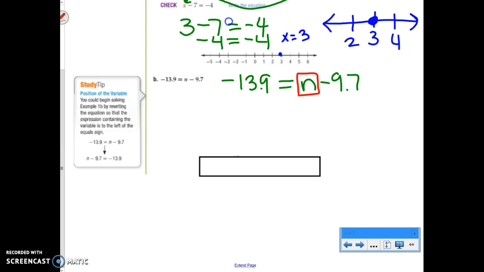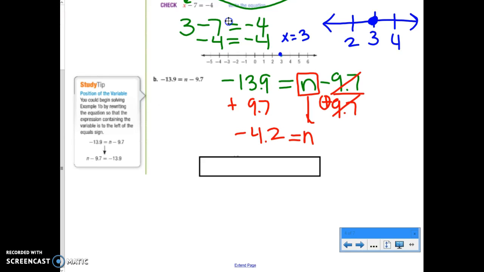Here I need to get rid of any terms that don't have the variable next to it. So 9.7 is another term that doesn't have the variable next to it. So I would need to add 9.7 to both sides because I know that the opposite or the inverse of subtraction is addition. These are going to cancel out and make a 0 because negative 9.7 plus 9.7 gives us 0. And I'm left with a positive n equaling negative 13.9 plus 9.7, which gives us 4.2.